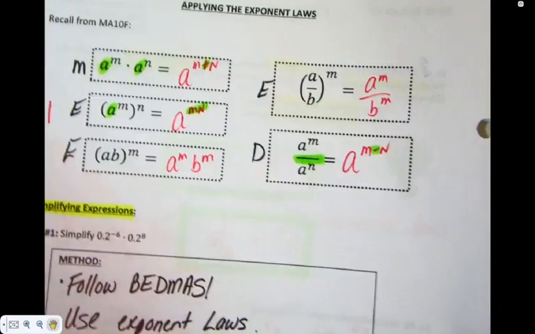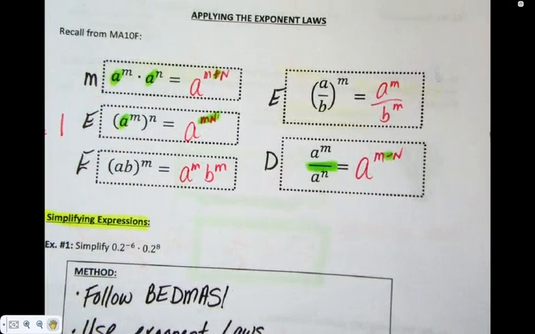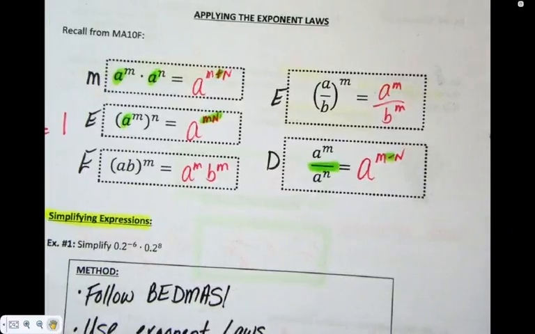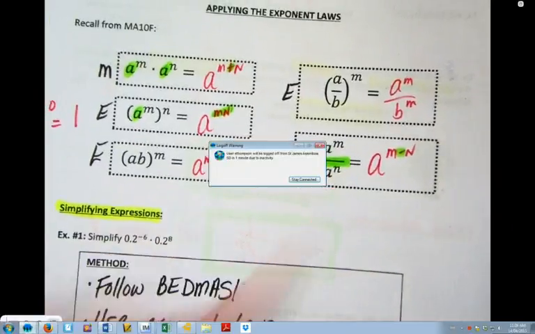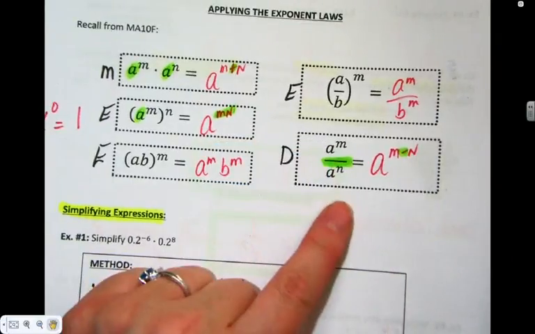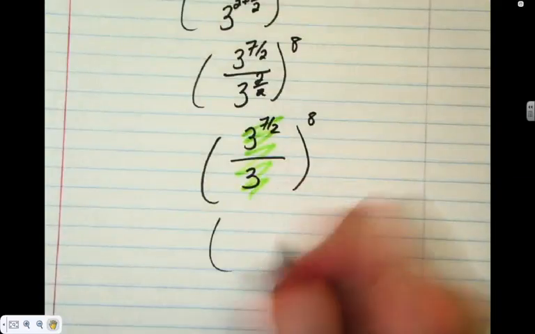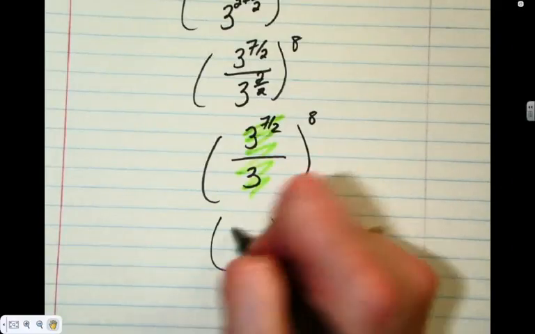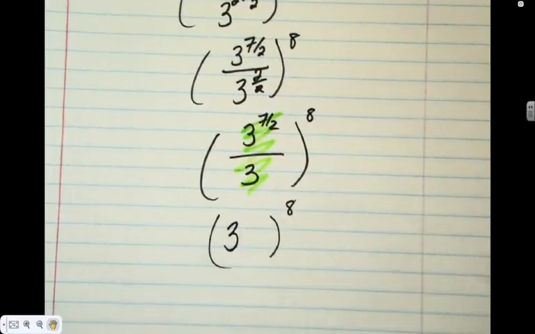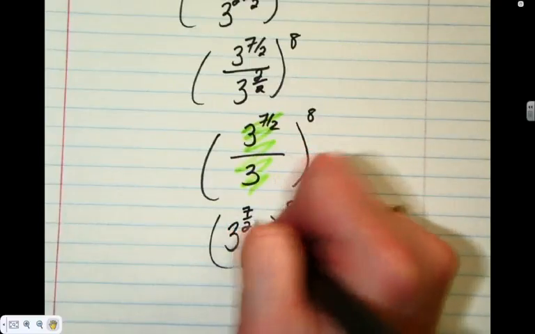Okay, take a look at your exponent laws. Which of these does it look like? The last one. The last one says if I'm dividing, I subtract. So I'm still going to leave those brackets. I'm still going to leave that 8 on the outside, not touching them yet. Exponent law says if I'm dividing, I subtract. So I'm going to have 7 on 2 minus 1.